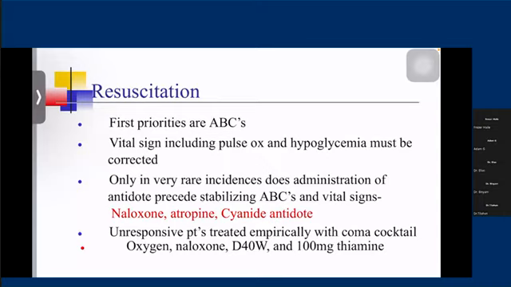Maybe one thing I need to emphasize here is the medications given to patients, which are naloxone and thiamine. These medications can be given simultaneously while stabilizing the ABC of life.